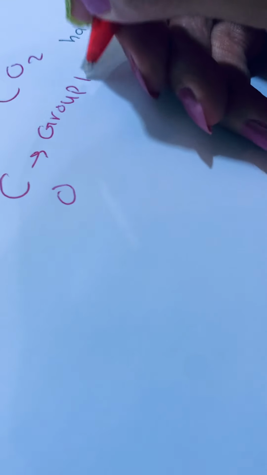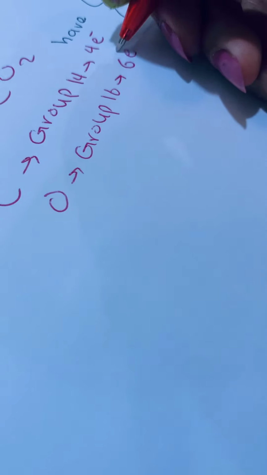To know the valence electrons, meaning what electrons you have, you need to look at the periodic table and see which group each element is in. If you look in the periodic table, you're going to find carbon in group 14, which means the valence electrons for carbon are 4 electrons. If you look at oxygen in group 16, which means oxygen has 6 electrons. Those are the valence electrons for the oxygen.